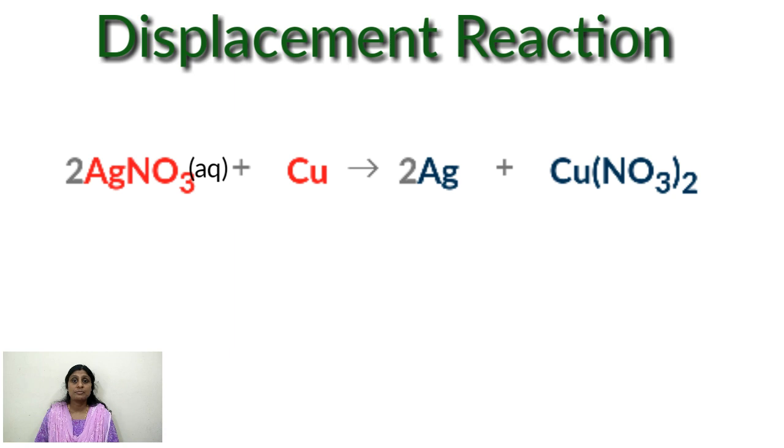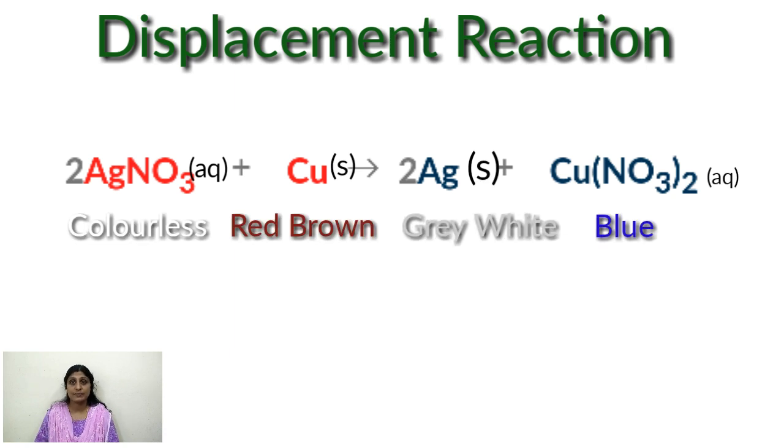Fourth one, when a copper strip is placed in a solution of silver nitrate, then copper nitrate solution and silver metal are formed. Equation is 2AgNO3 plus Cu in the solid state, giving Cu(NO3)2 in aqueous state plus 2Ag in the solid state. Here, copper displaces silver from silver nitrate solution because copper is more reactive than silver.